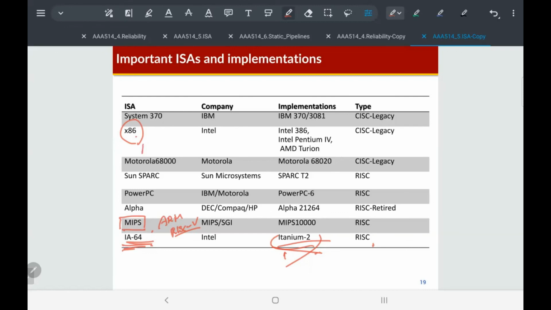So actually AMD, which has the x86 CISC legacy, developed a 64-bit ISA. It's called the AMD64. It is compatible with the 32-bit x86 ISA. So actually Intel now uses this AMD64 ISA. Okay.